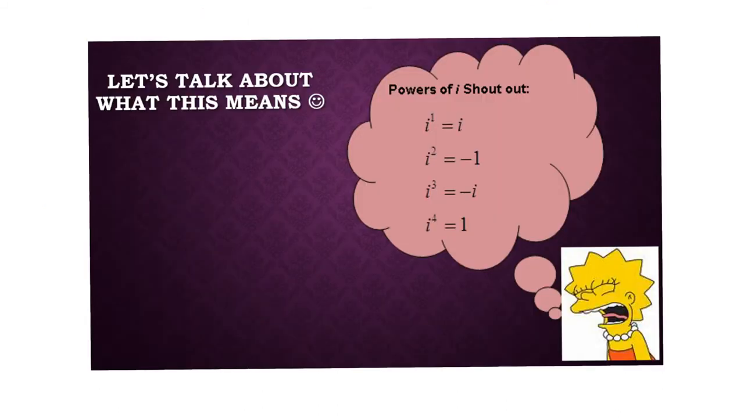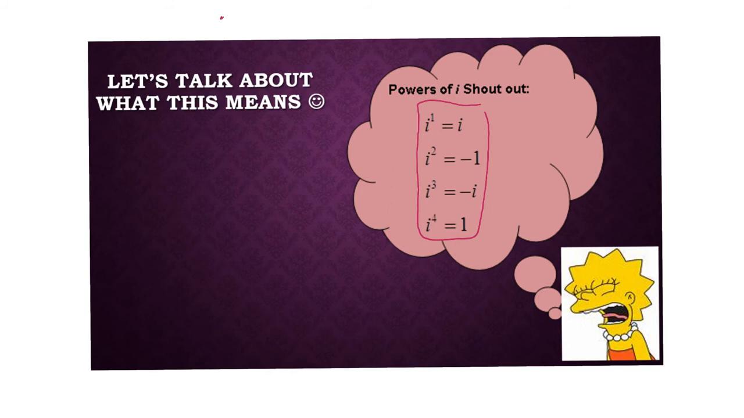All right, we have Maggie Simpson here, and she is yelling about some powers of i. So I do want you to make sure that you have this written down on your paper. If you need to pause it to write it down, please do. You're going to want to write this. This is what we call the i cycle.